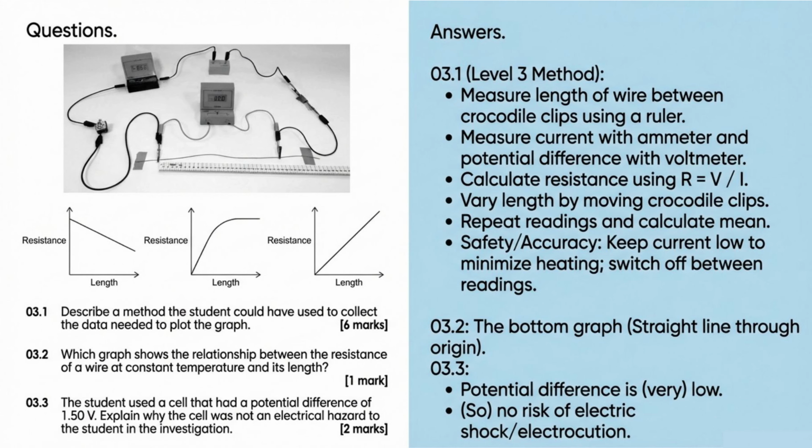But don't forget the safety and accuracy points for full marks. You need to keep the current low to minimize heat, and switch off the circuit between readings. Okay, 3.2 asks you to identify the correct graph for a wire at a constant temperature.